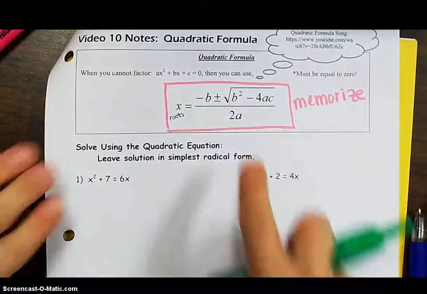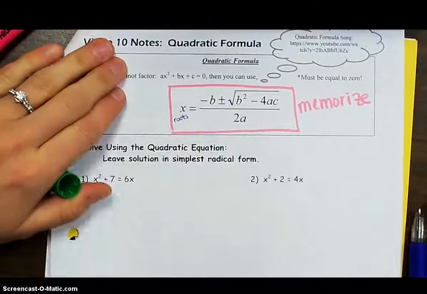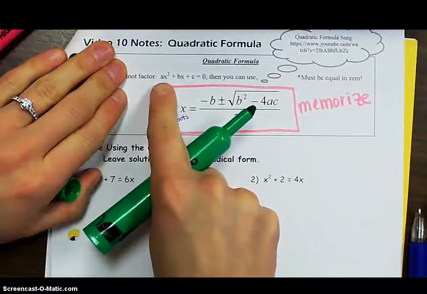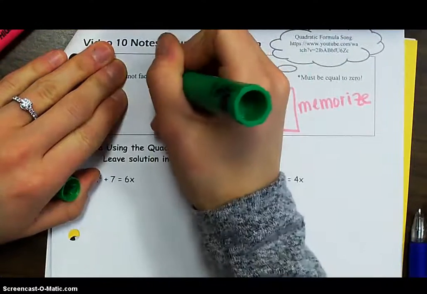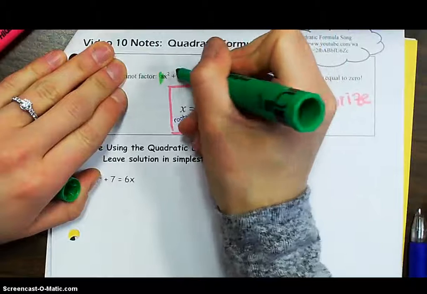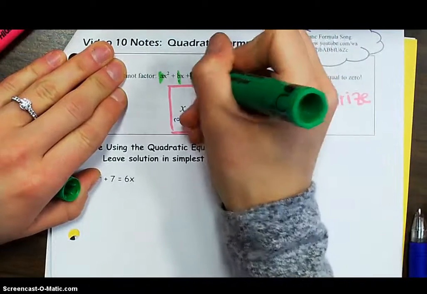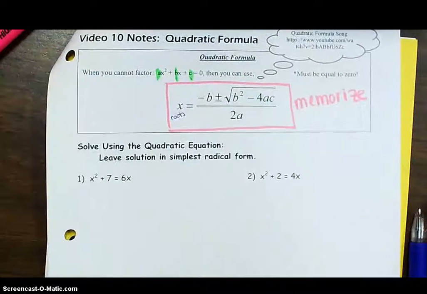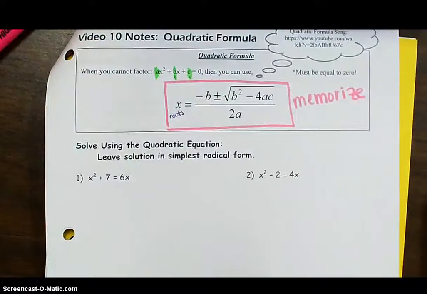All right, so you might be wondering, well, where does the a, the b, and the c come from? And that comes from the equation itself. So the a is the number in front of the x squared, the b is the number in front of the x, and the c is the constant, the number that's all by itself. All right, so let's go ahead and try our first example.